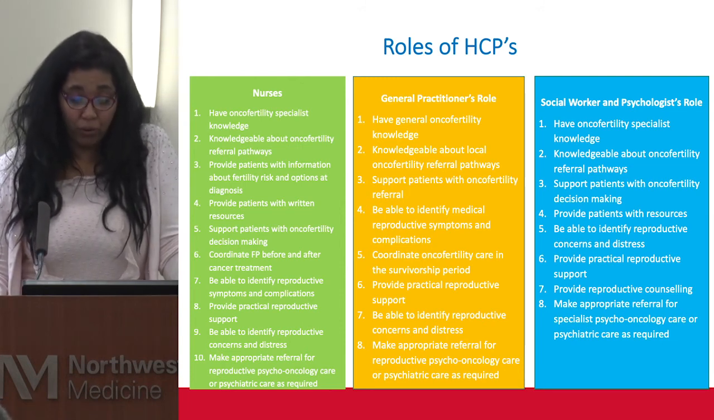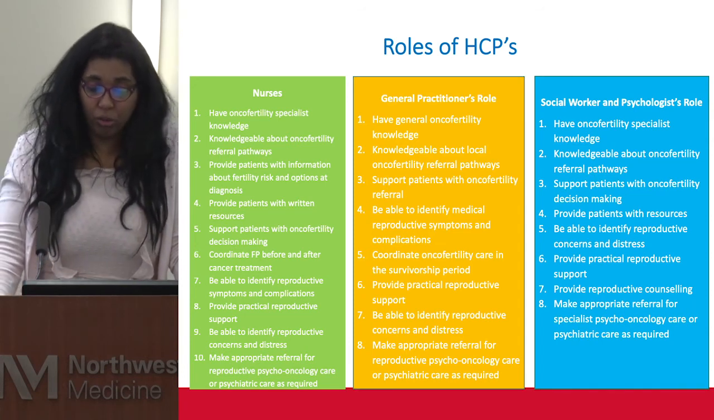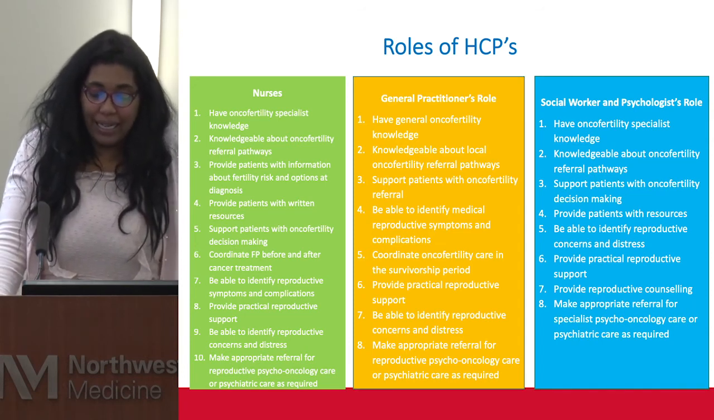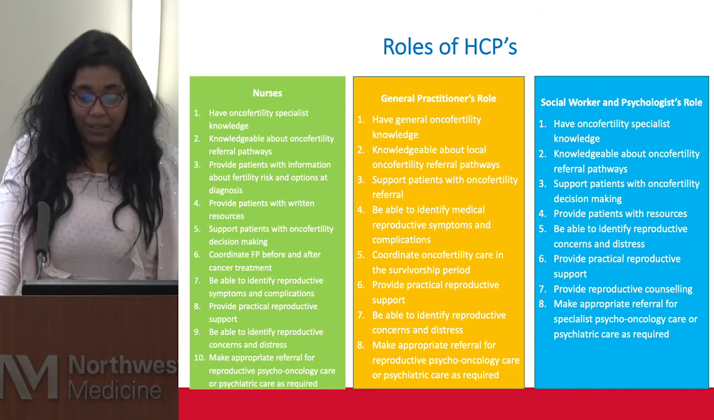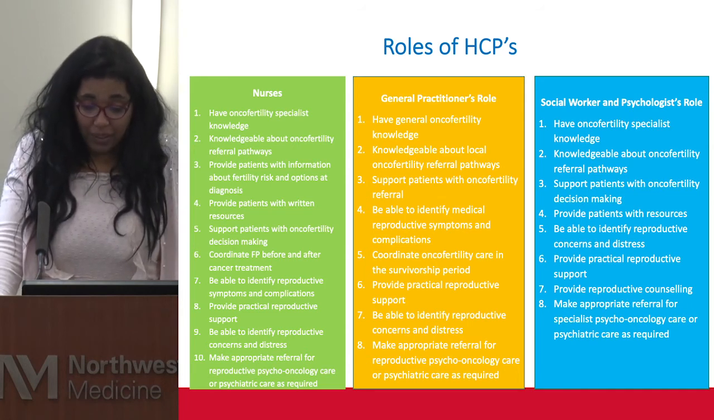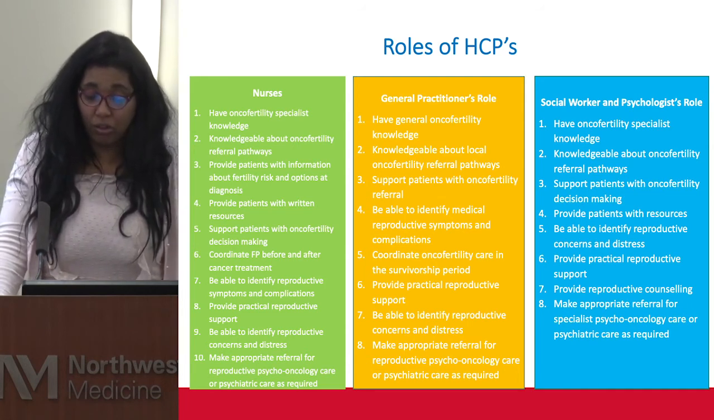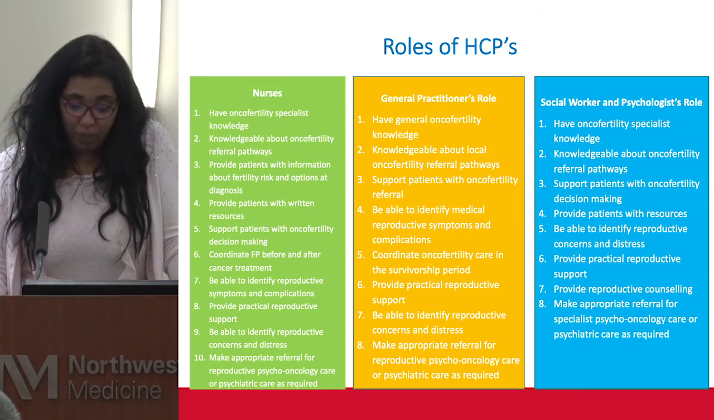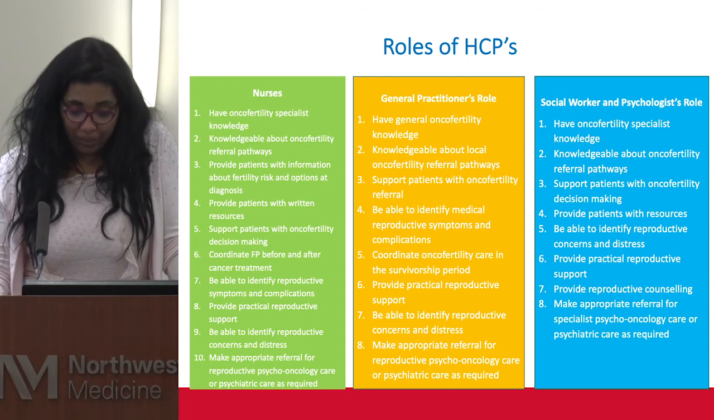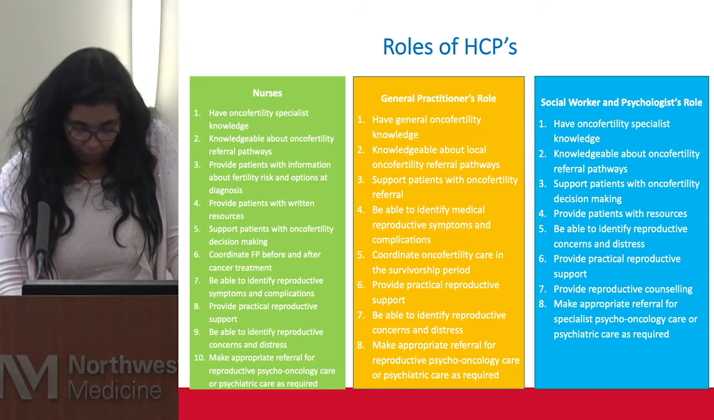The coordination of survivorship care was where they felt their role was, and providing support, but also identifying distress and making referrals. And for our social workers and psychologists, more than 80% agreed that they should have specialist knowledge. They should be knowledgeable about referral pathways, about supporting patients in decision-making, identifying distress, and again, making appropriate referrals.